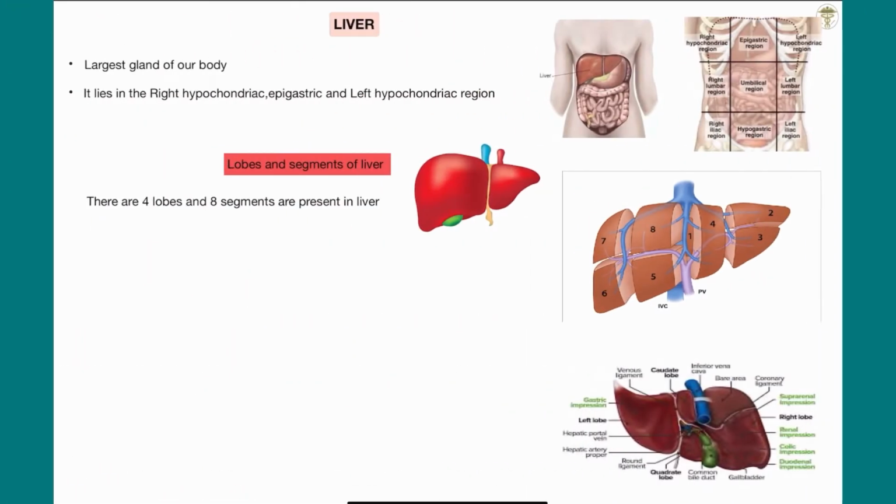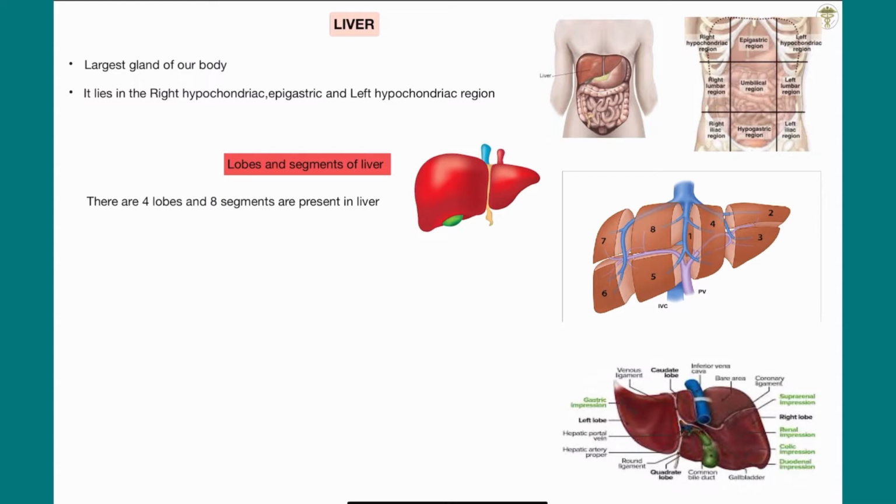You all know some characteristic features of the liver, like it is the largest gland of our body and it lies in the right hypochondriac region, epigastric region and left hypochondriac region. You all know that the abdominal cavity is divided into 9 regions, like epigastric region, umbilical region and hypogastric region.